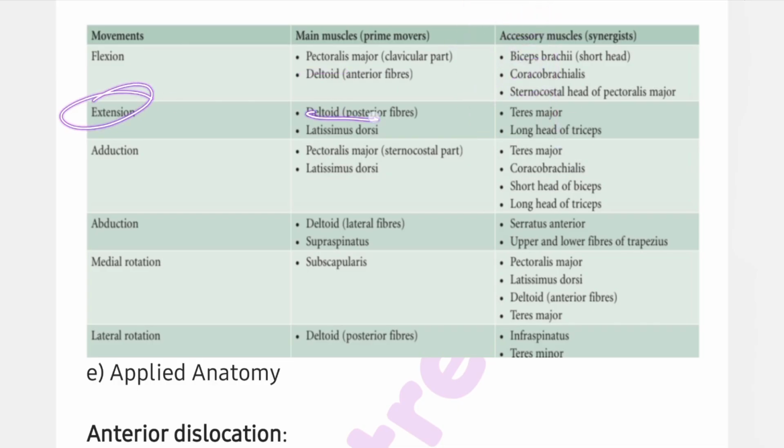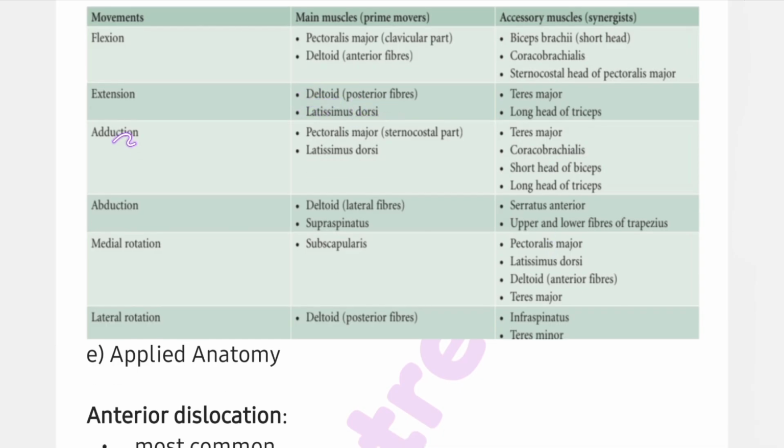Extension is deltoid posterior fibers. This you already know. And you have latissimus dorsi also helping it. Remember, deltoid D, latissimus dorsi D. So extension you will write like this. Adduction is pectoralis major and latissimus dorsi.